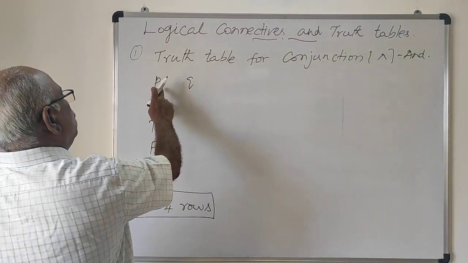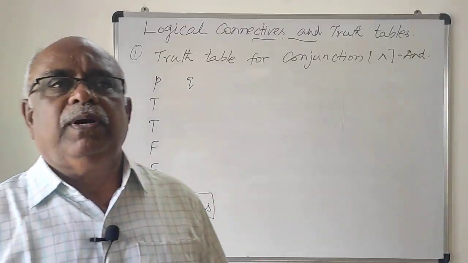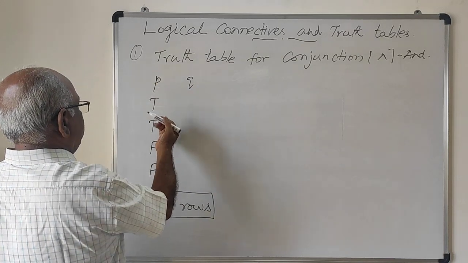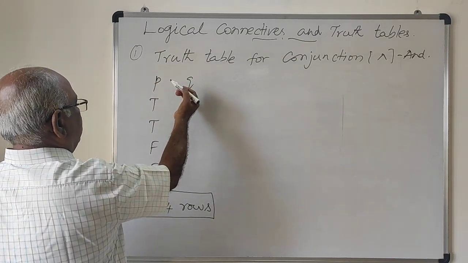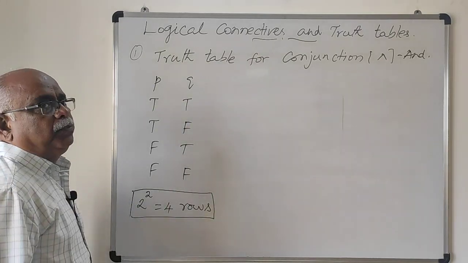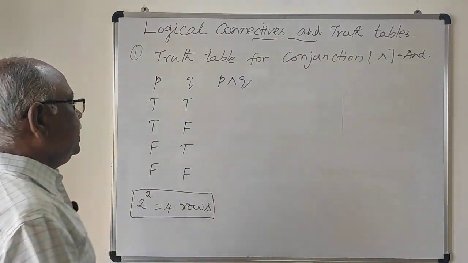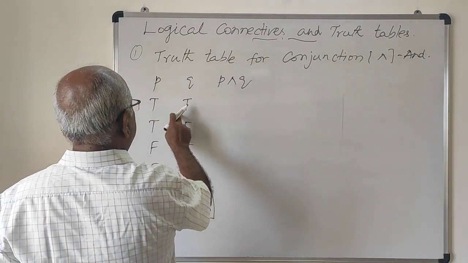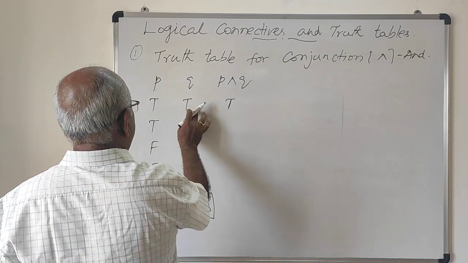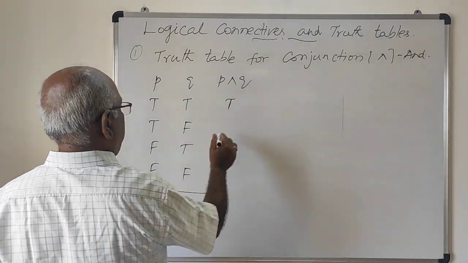Why? We are having 2 variables, P and Q, so your truth table contains 4 rows, that is 2 power 2 rows. So first column is T, T, F, F. Next, the second column, the Q variable, consists of T and F alternately. Next, P conjunction Q. When both P and Q are T, then the truth value is T. Otherwise, the rest of the 3 are false.